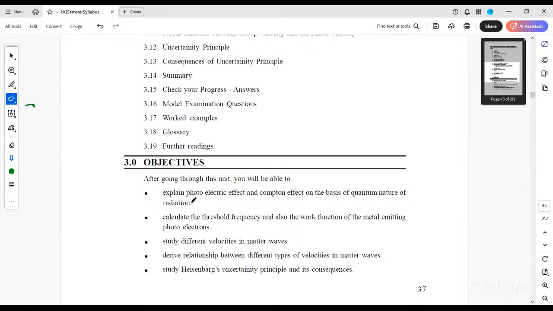First, we will see the photoelectric effect. What is photoelectric effect? What is quantum effect? How is its nature explained on the basis of quantum theory? We will see and we will calculate the threshold frequency and work function.